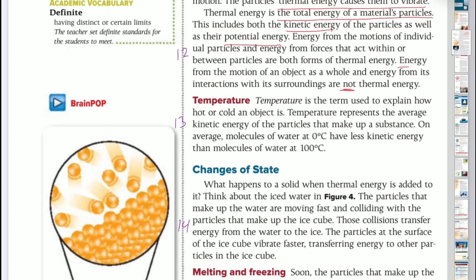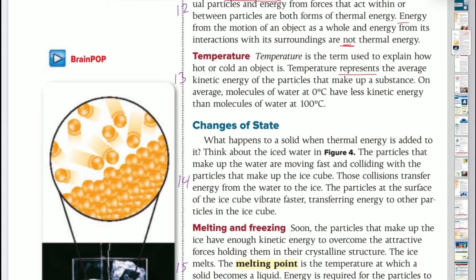Temperature. Temperature is the term used to explain how hot or cold an object is, and temperature represents the average kinetic energy of the particles that make up a substance. On average, molecules of water at 0 degrees Celsius have less kinetic energy than molecules of water at 100 degrees Celsius.